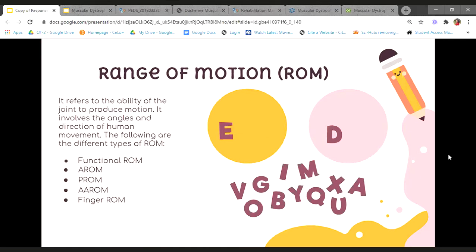So for the range of motion, it refers to the ability of the joint to produce motion. So it involves the angles and direction of human movement, including extension, flexion, abduction, adduction, and rotation.